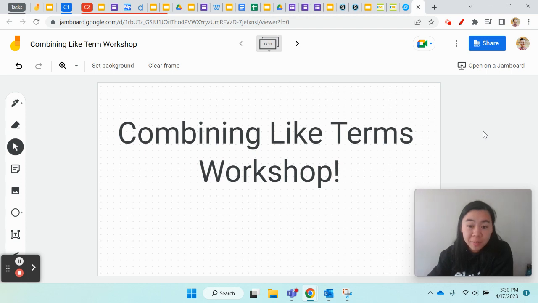Hey guys, this is a combining like terms workshop. I just wanted to go over why we combine like terms and how it is useful when we're solving equations or evaluating expressions. Combining like terms is simplifying expressions and equations to make them easier to solve, like simplifying fractions makes them easier for us to understand.